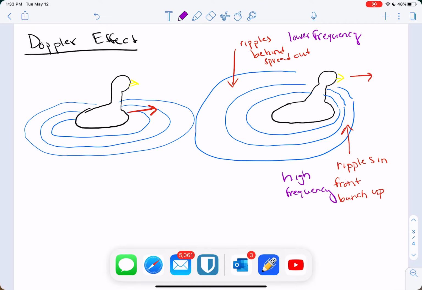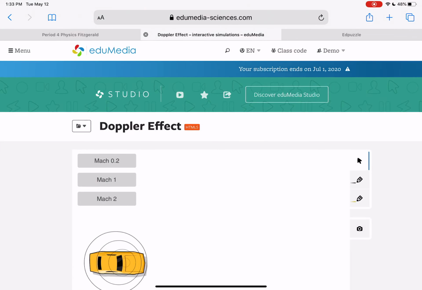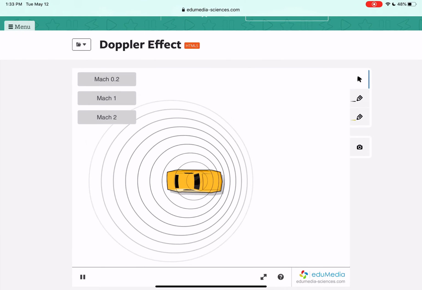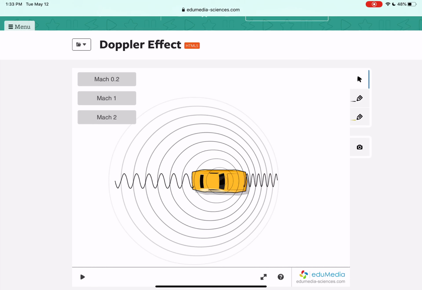So let's look at an example of that. Here we have this car. It's moving. It's producing sound waves. And you notice in front of the car, the sound waves start to bunch up. As the car is coming towards you, the sound waves bunch up so you get a high frequency. As the car is moving away from you, the sound waves spread out so you get a low frequency.